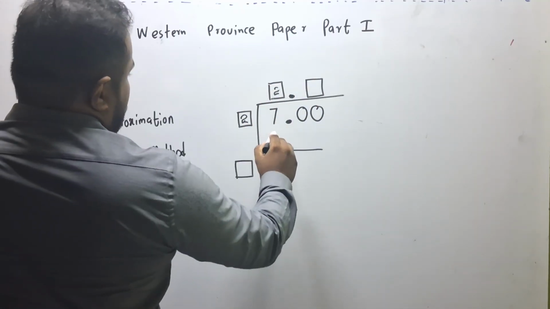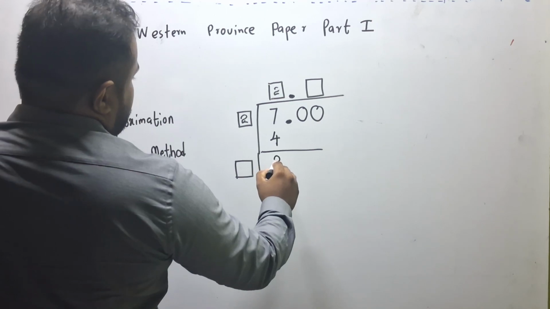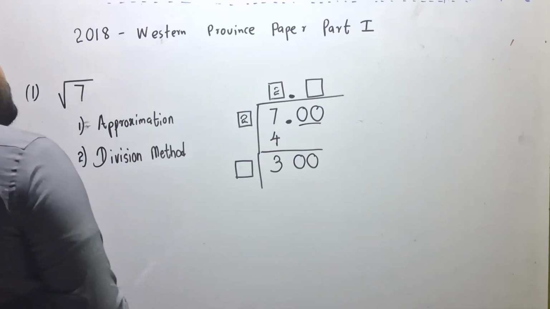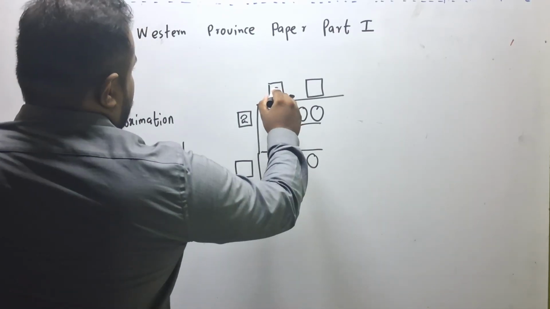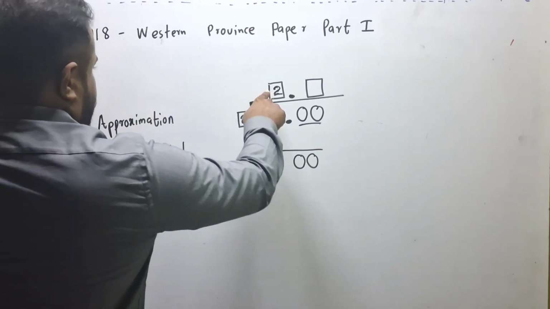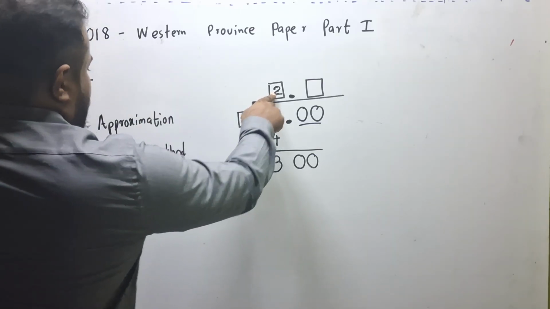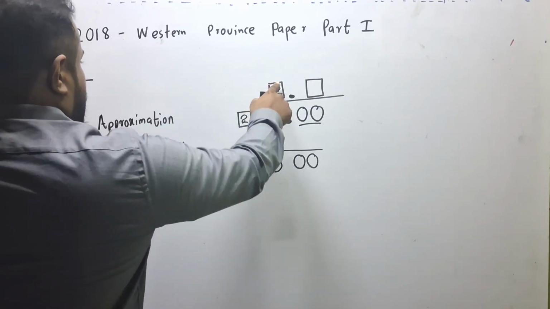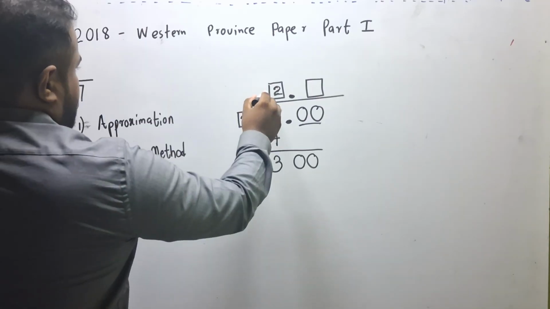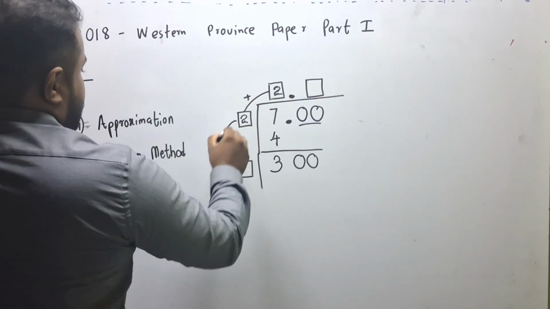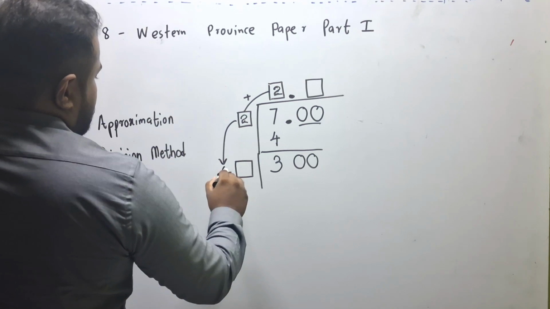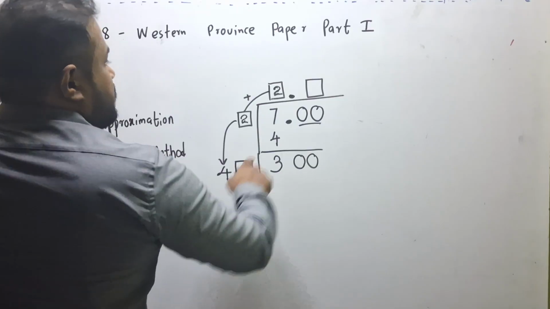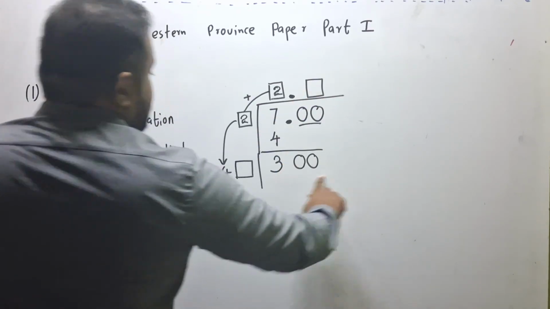Then 2 times 2 is 4. 7 minus 4 is 3. Then take these 2 zeros down. Then you will have 300. The value that we input here should be multiplied by 2, or this value plus this value has to be written in here. 2 plus 2 is 4. 40. And the value you input here should also be input here, and the product must not exceed 300.